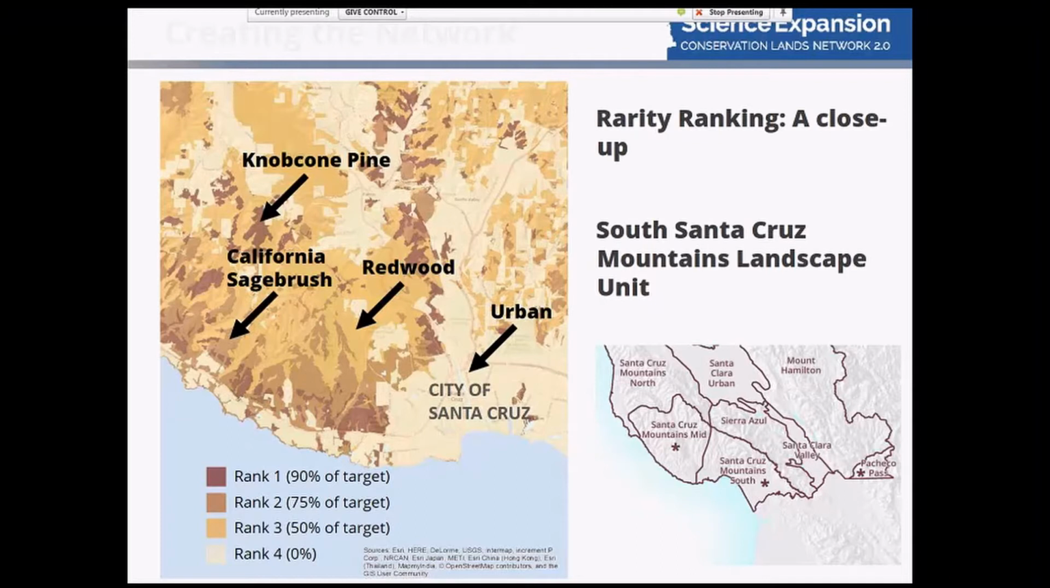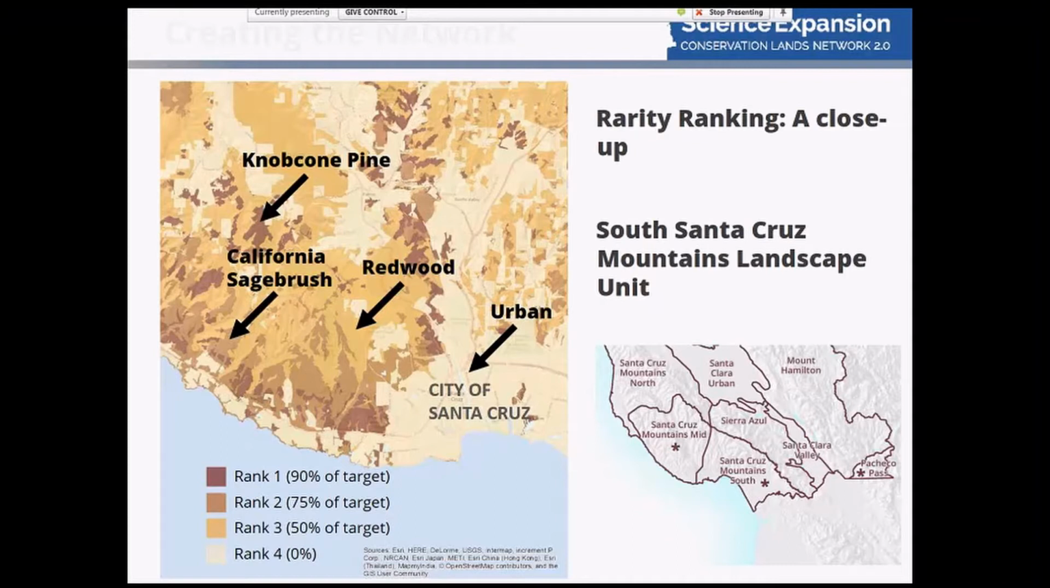For instance, a rank 1 here is knobcone pine, a rank 2 is California sagebrush, and rank 3 is redwood. Redwood is actually quite prominent in Santa Cruz in this landscape unit. Rank 4s are urban or cultivated, and they don't achieve a goal. But this is how we do it. For rank 1s, we're looking to achieve 90% of that target within the network for this landscape unit, 75% for rank 2s, and 50% for rank 3s.